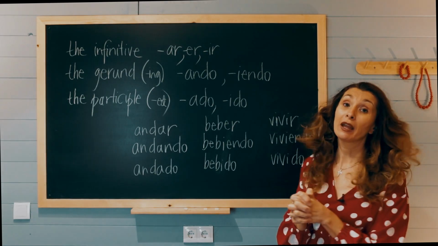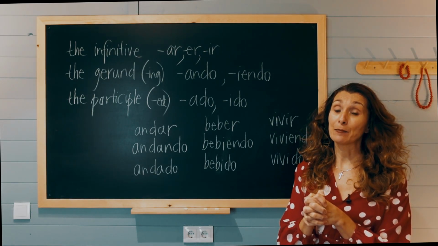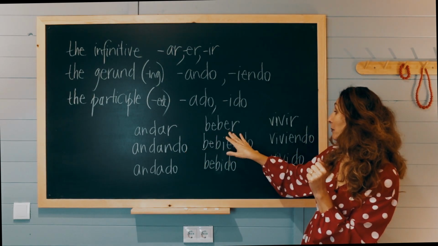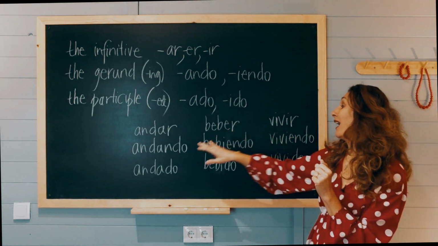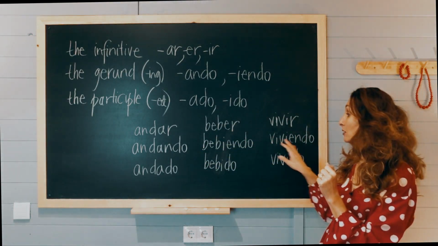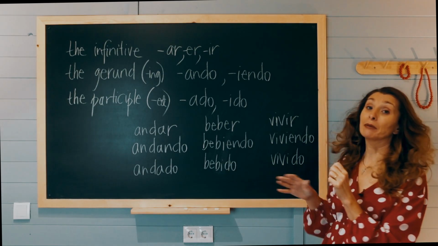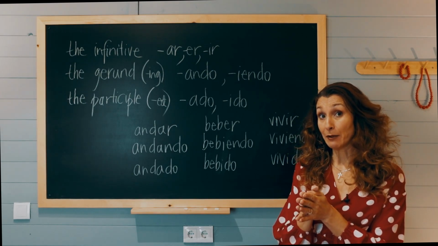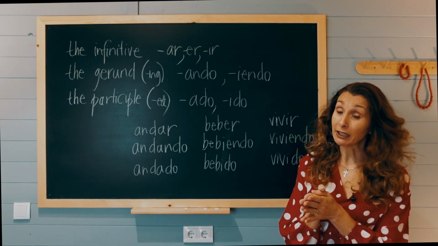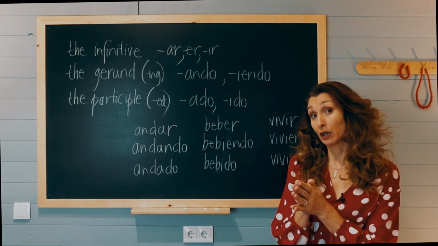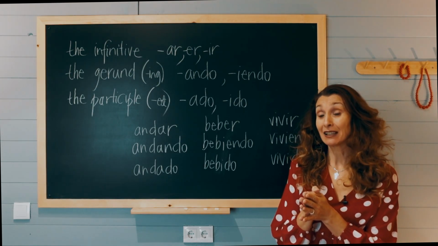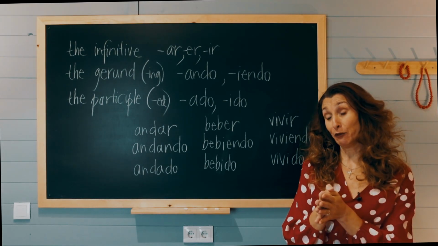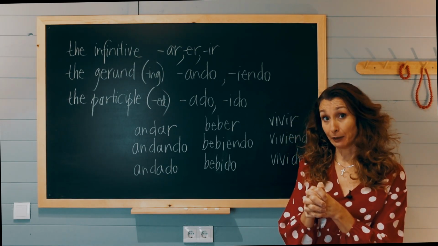We see them when we have two verbs together. So, andar, beber, and vivir, andando, bebiendo, and viviendo, and andado, bebido, and vivido will never appear on their own, okay? They, let's say, are not strong enough to work on their own. They need a partner. They need someone to help them. And that will come in the form of another verb, okay?